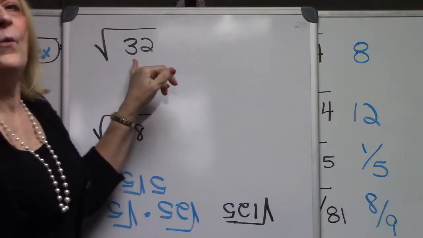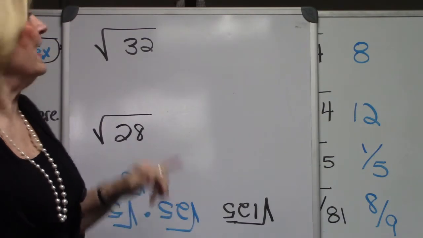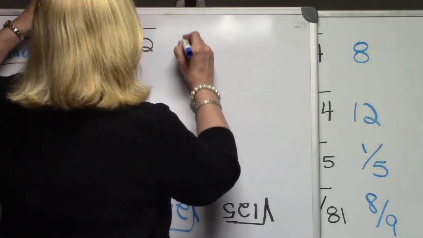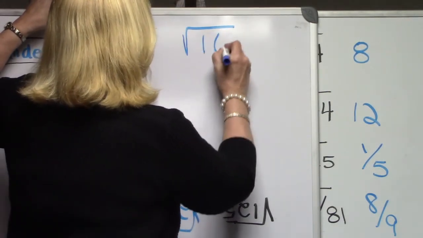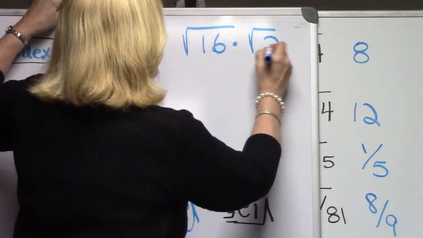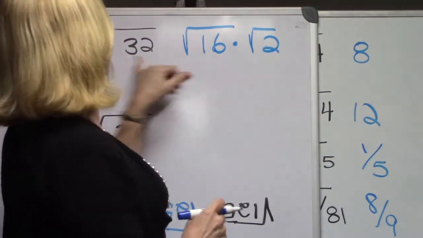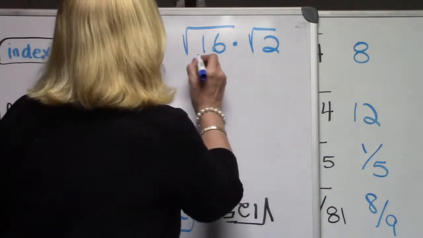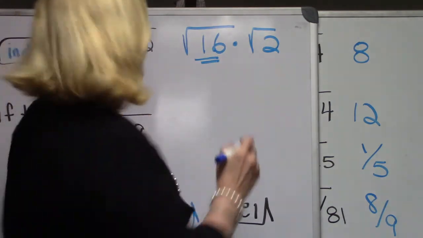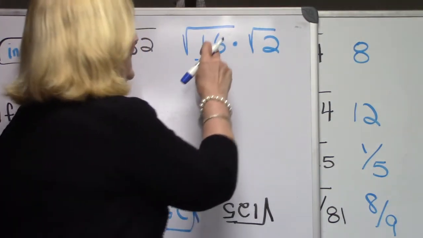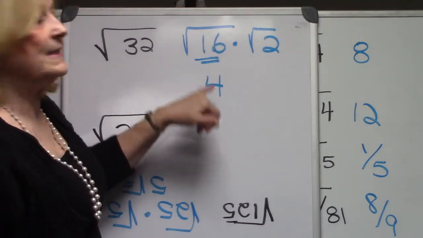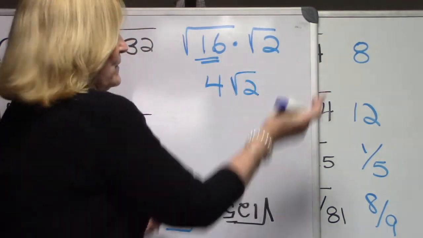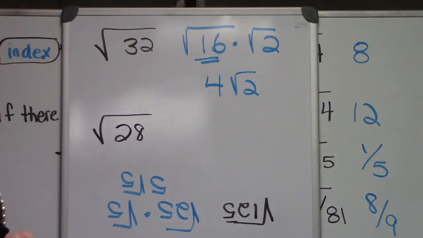Okay, so what is the largest perfect square in the square root of 32? Well, the best we can do is the square root of 16 times the square root of 2, because the square root of 16 times the square root of 2 is the square root of 32. Will this one resolve? Yes, because 16 is a perfect square. So I get 4, because 4 times 4 is 16. And 2 is not a perfect square, so I just have to leave it in the radical sign.